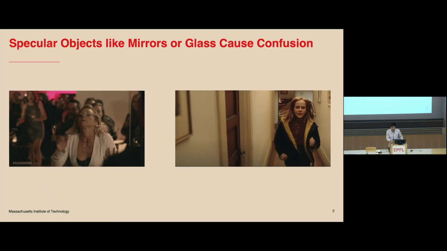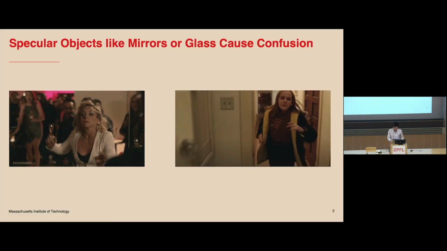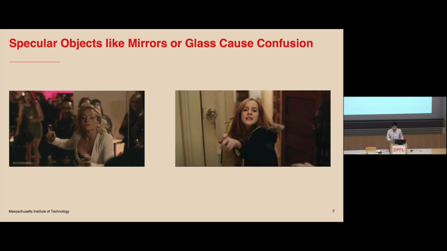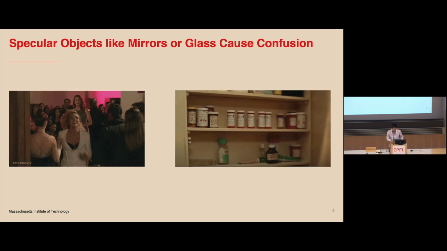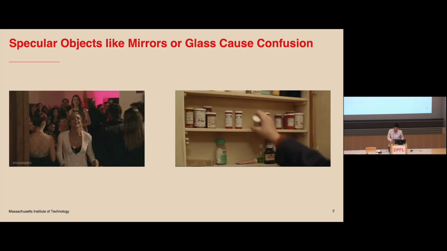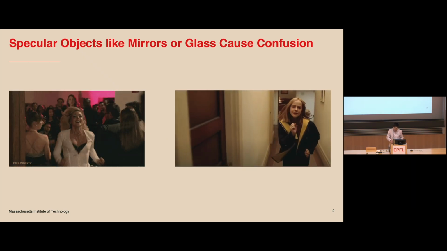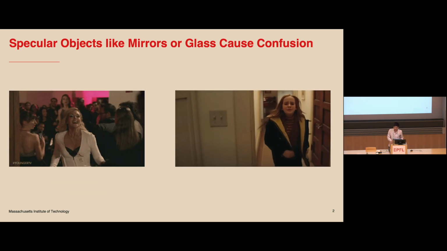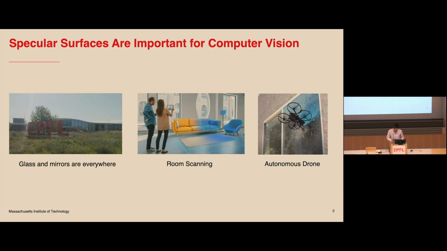So have you ever run into a glass door? Well, specular objects like mirrors or glass can be confusing. Even we humans cannot tell whether it's virtual or real without cues such as the frame of the mirror. And specular objects are everywhere, like at the EPFL library, which can cause problems for many vision systems such as room scanning or autonomous drones. And so inability to detect these specular objects can be fatal, like the drone can crash into the window.